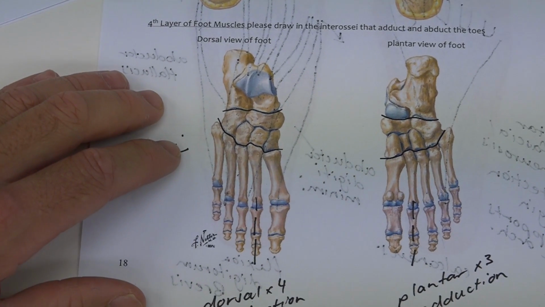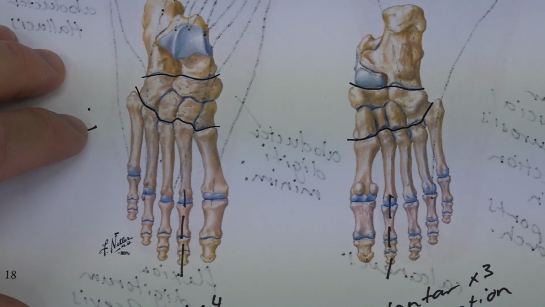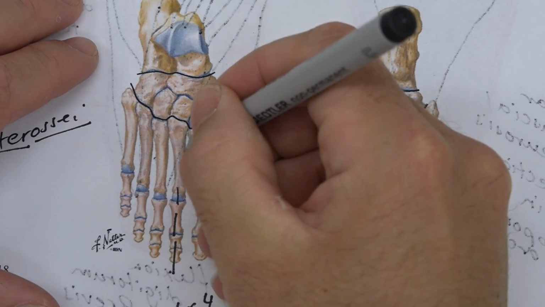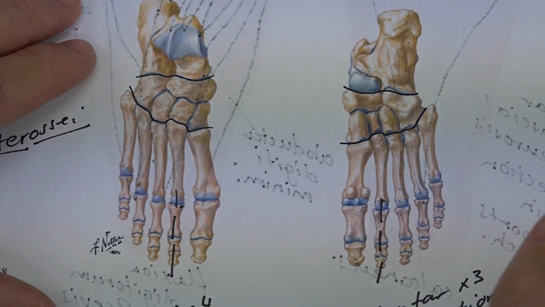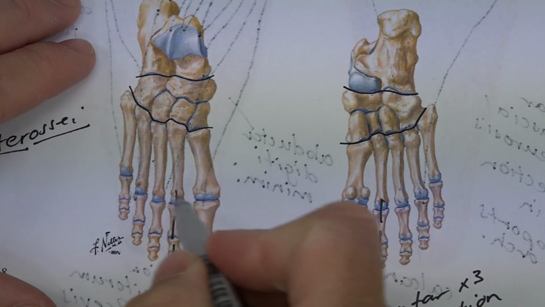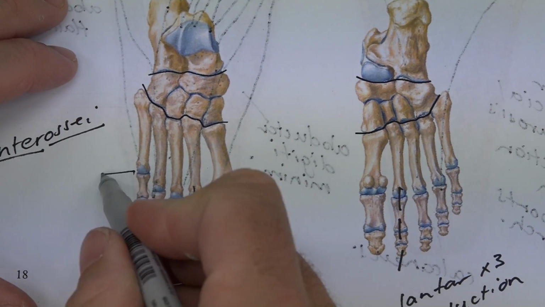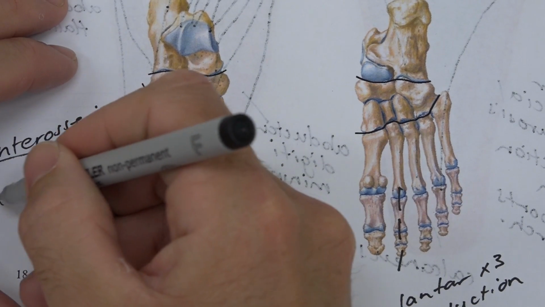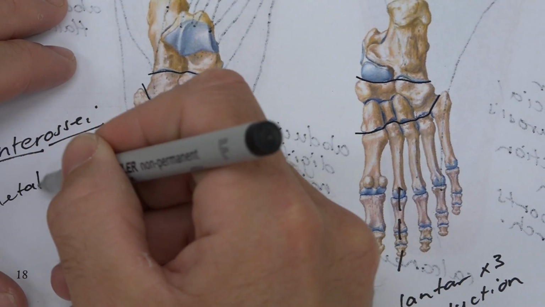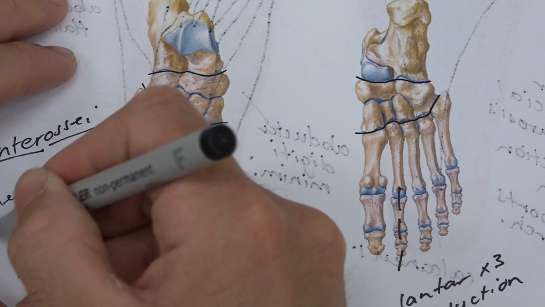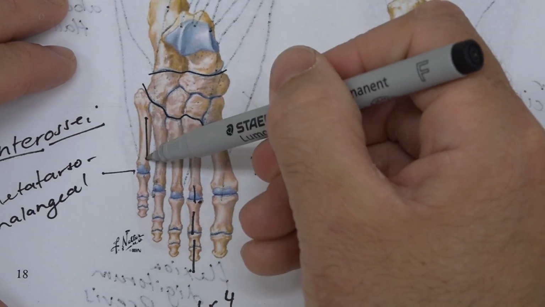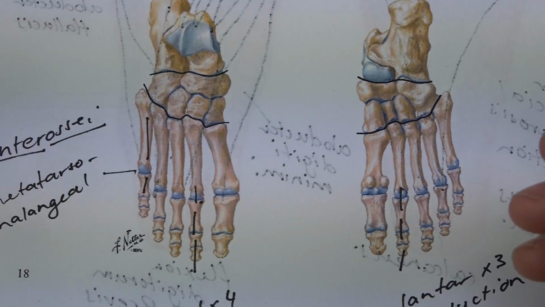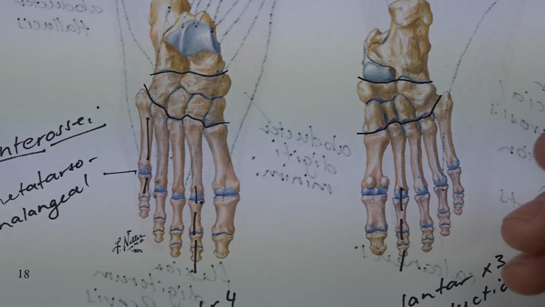So if we need muscles on either side then, in order to create abduction and adduction, they're going to attach here to the bases of the phalanges, these muscles, because they're going to create abduction and adduction at this joint. And this joint is called the metatarsophalangeal joint. That's because this is the metatarsal and this is the proximal phalange, so metatarsophalangeal.